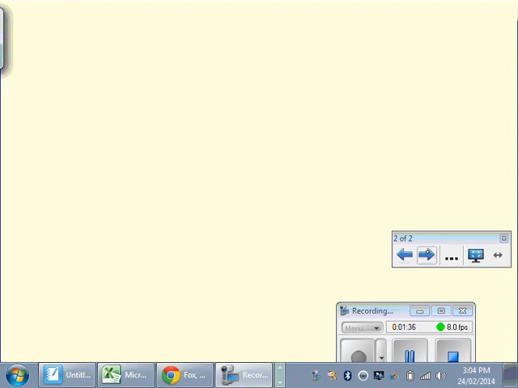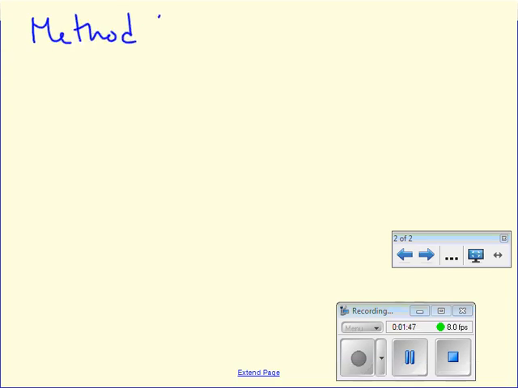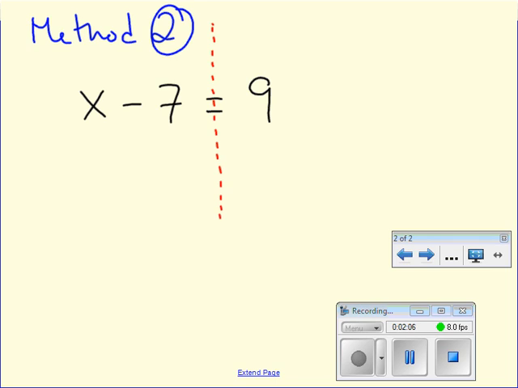If I want to solve a more complicated equation, I can solve it using a second method. So for a second method, number 2, let's say I have the expression or equation x minus 7 is equal to 9. In this case, I can treat the equal sign as kind of a fence. So split right down the middle. And if I move from one side of the fence to the other, I'm going to have to change the sign or change the operation.